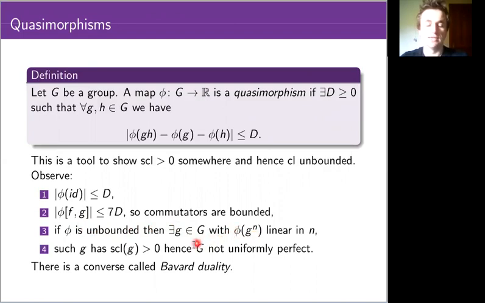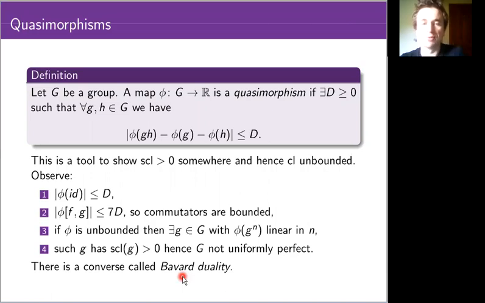And then notice that such a g will have positive SCL. Because if you try to write down g to the n with commutators, then you'll need linearly many, because the commutators get sent to something bounded. And so we get a positive SCL element, and so g can't be uniformly perfect. Now there's a converse to this called Bavard duality. A weak version of it states that if there's some positive SCL element, then there's an unbounded quasimorphism out there that proves this.